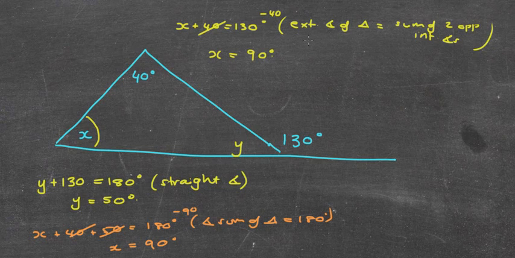However, if you can remember that wording up there, the exterior angle of a triangle is equal to the sum of the two opposite interior angles, it is much, much quicker, and it's a little bit fancier. Okay, a little bit fancier.